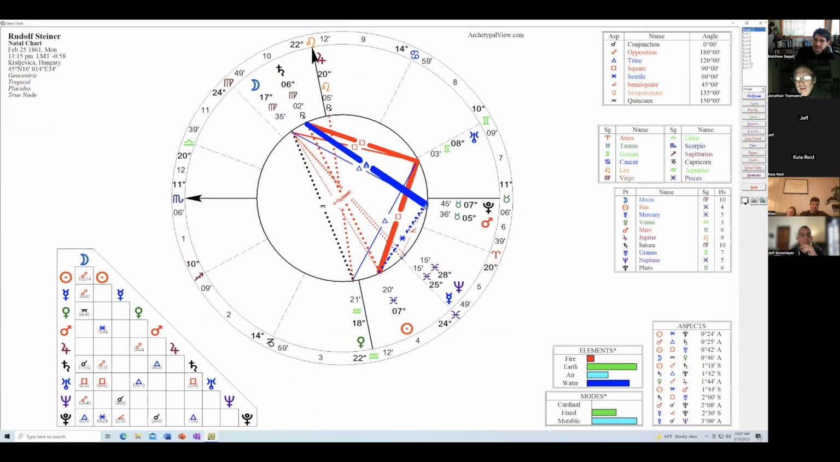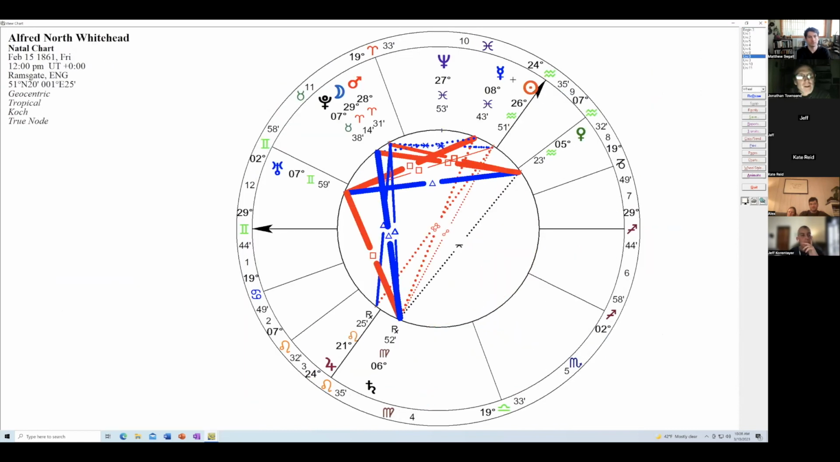What's interesting about his natal chart in certain ways is everything is in really tight alignment with something. There's nothing that's really unaspected, because some charts, like actually Whitehead's chart, it's interesting. He has Neptune unaspected. It's at the midpoint of Mars and the Sun. And he's born just 10 days before Steiner is.